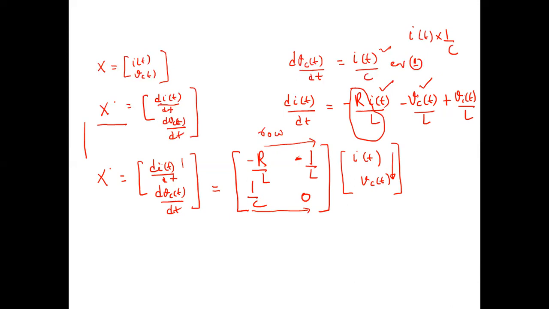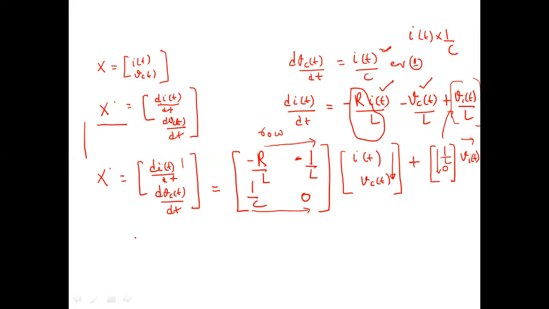Now we have accounted for these two variables, but this variable is left. To account for this variable, because this is an input vector, I'll write 1 by L into Vi(t). Same way we'll do it. You can do column into row or row into column, whichever way, and you'll get the same equation. This will account for this.